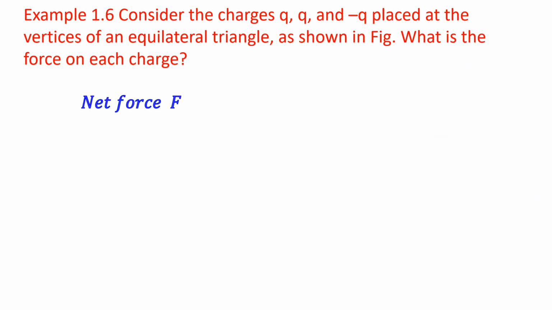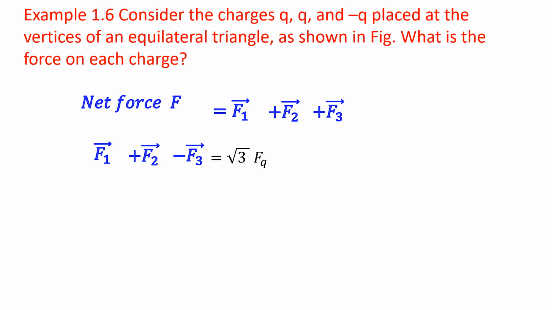So the net force is the addition of F1 and F2 vectors plus F3 vector. The addition of F1 and F2 vectors is in the upward direction, but F3 is in the downward direction. So we give a negative value for F3. Substituting its magnitude in this equation, we get 0. So the net force on the charges is equal to 0.